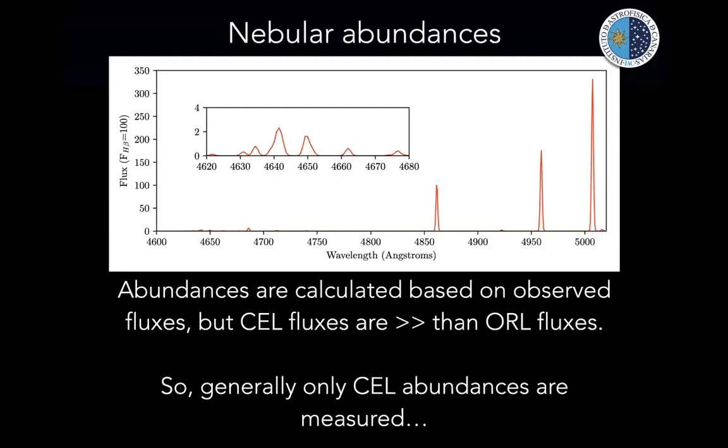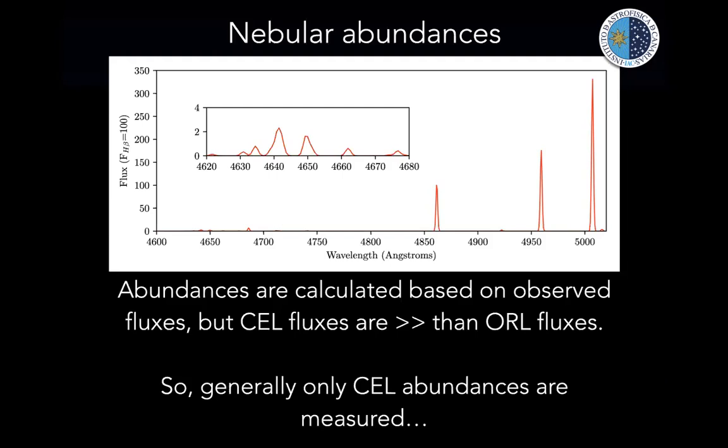And then in the little inset, there are a couple of lines of doubly ionized oxygen, so exactly the same species, but with a different mechanism. So these are recombination lines, which are a factor of 100 fainter. So typically we only use the bright lines to measure our abundances.